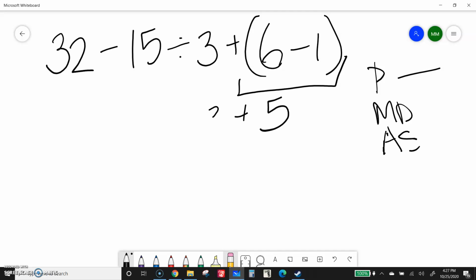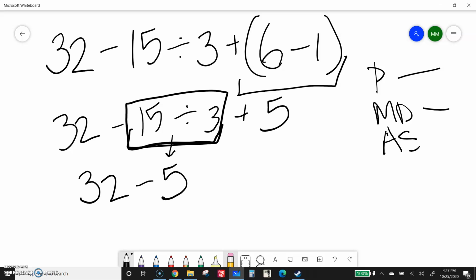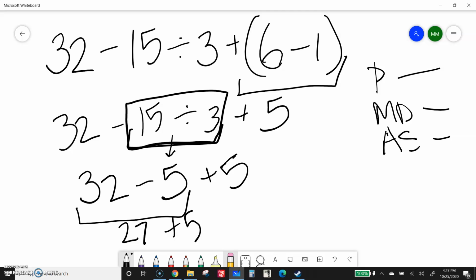I'm going to write everything. Sometimes it can be helpful to sort of write it in reverse to make sure you have enough space. Now I'm going to say, okay, multiplying, dividing. Multiplying, dividing comes next. 15 divided by 3 is 5. Write down everything I have not used yet. Get to adding and subtracting. Again, I'm going to subtract first on this one because it's on the left. I get 27 plus 5 equals 32.